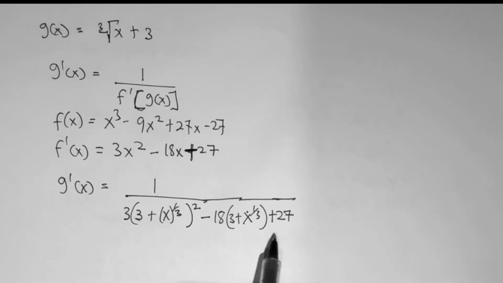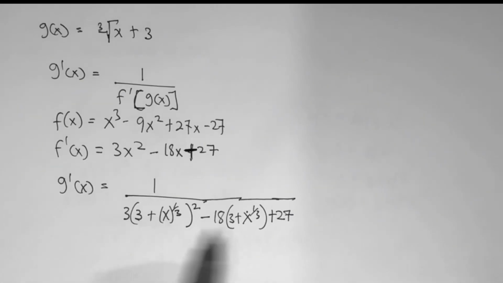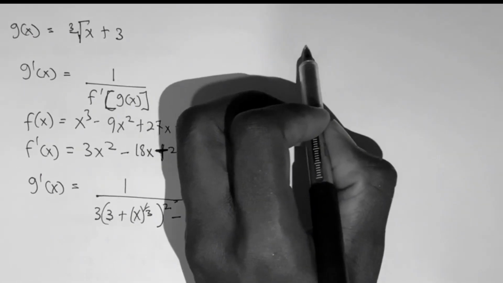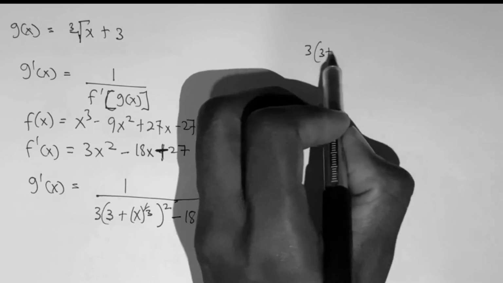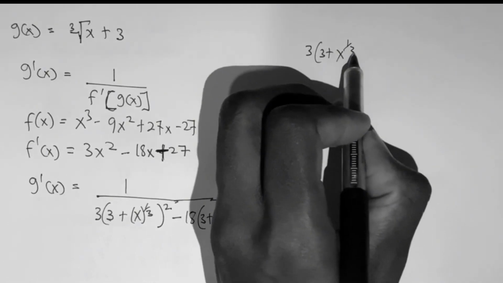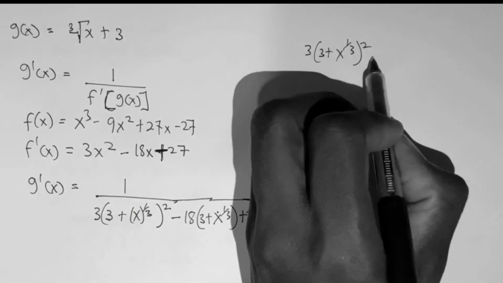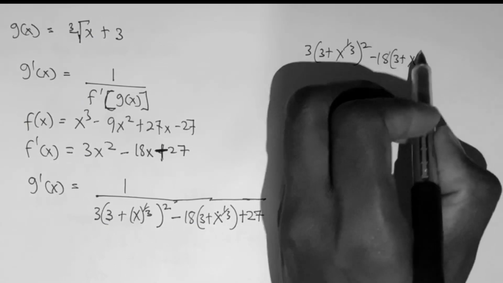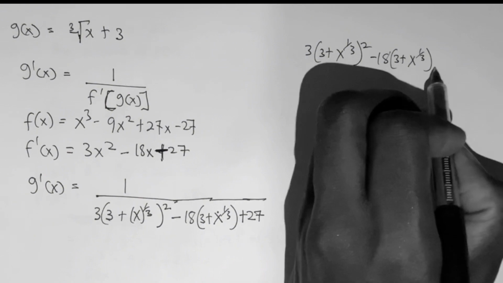But now we can further simplify this. So let me take the denominator alone. It is 3 times 3 plus x exponent 1 over 3, squared. Then minus 18 times 3 plus x exponent 1 over 3. Then plus 27.